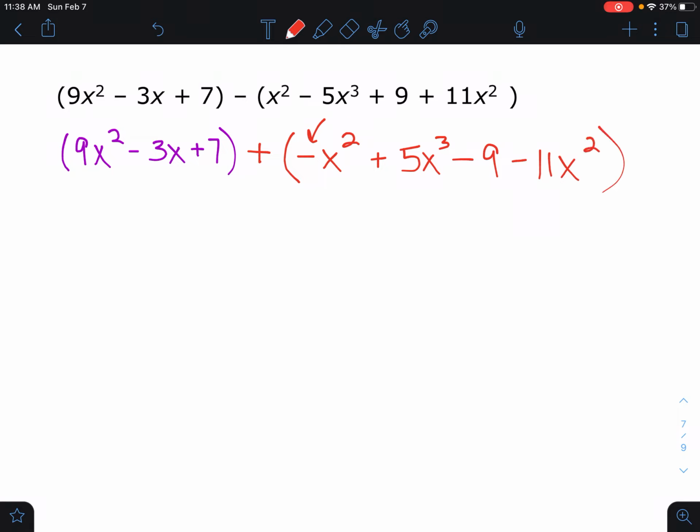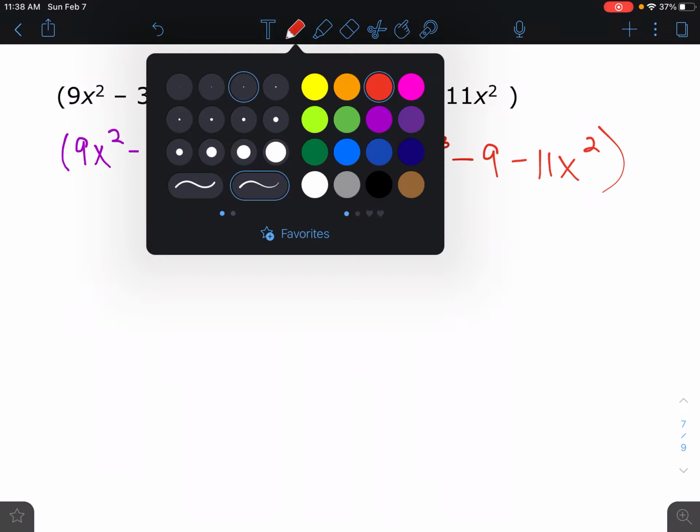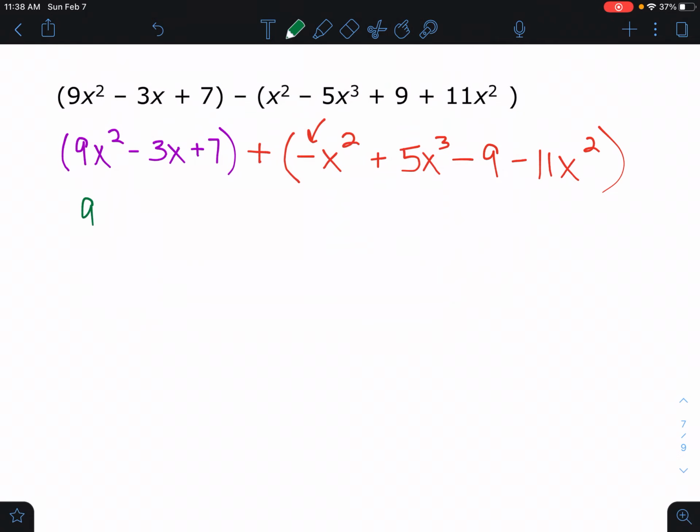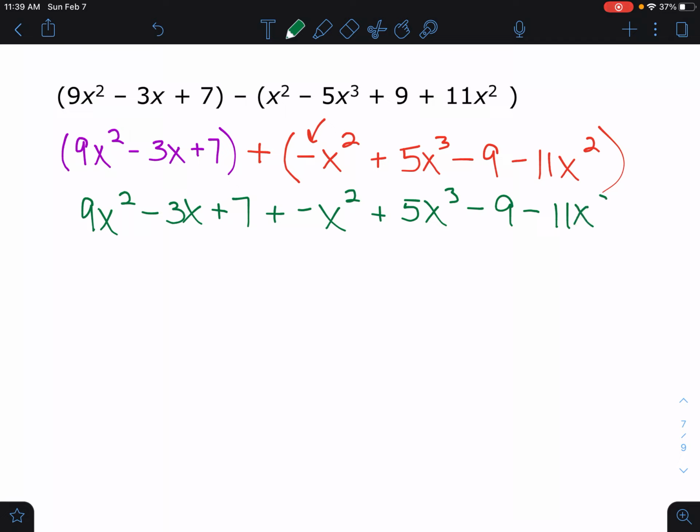Okay, now I'm going to drop the parentheses, and combine like terms. Now, some of you might do the eraser here, but I'm just going to recopy just to make sure. 9x squared minus 3x plus 7 plus negative x squared plus 5x to the third minus 9 minus 11x squared. So this is kind of a big one, but that's okay. Just take your time.